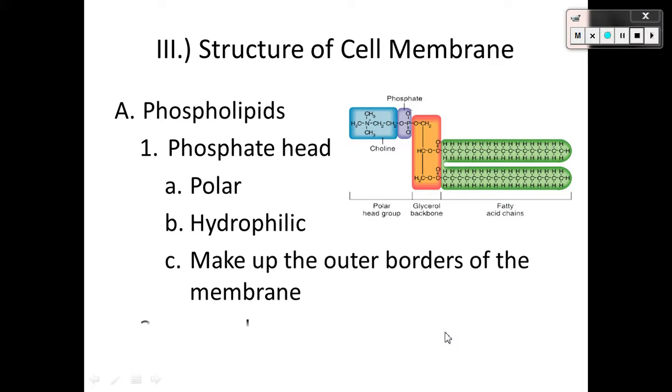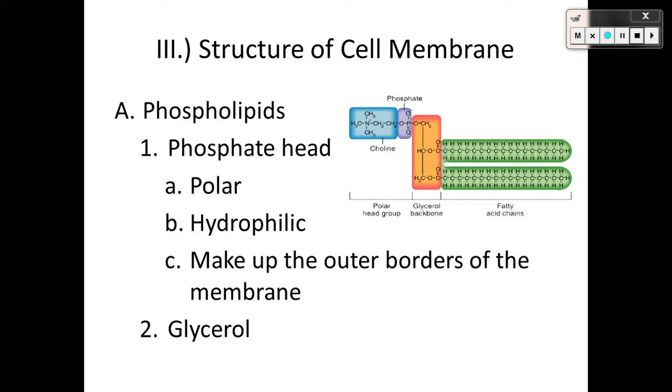But I'm going to add one feature in there I want you to know, and that's glycerol. That's this guy in the center of my picture. Don't worry about choline right now. It's not important because for the purposes of biology pre-AP, you don't need to know the intricacies of choline. But the three parts I want you to be aware of are the phosphate head, the glycerol in between, or the glycerol backbone, and then what we call the fatty acid chains.